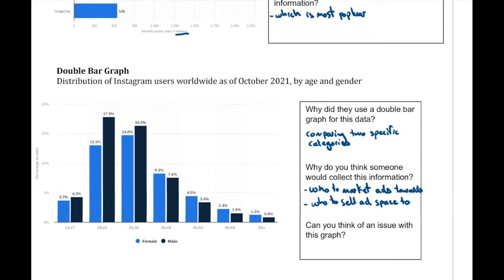Can you think of an issue with this graph? Now again, answers may vary depending on what you see. But looking at it, there's a couple things that you might consider to be off. One, the graph only goes up to 20%. But if we look at it, all of these values are relatively small. So the highest is 17.9%. So 17.9% of the users are male between the ages of 18 and 24.